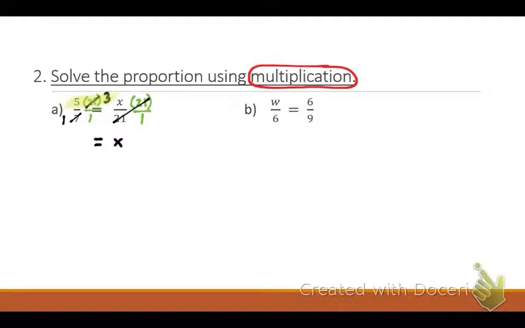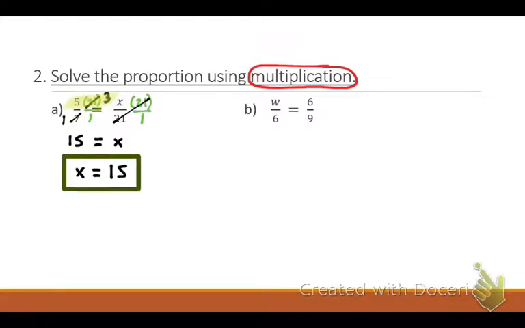15 over, and what's 1 times 1? Do I need to put it 15 over 1? No, I do not. So it's 15 equals x. Remember, we do like to put the x first, so I'm just going to switch those. The final answer is x equals 15.